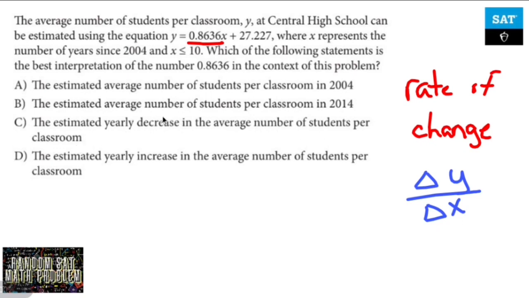Now, that would make sense if this was negative. Decrease means your slope is negative, you're going down. What we have is an increase, since that's a positive number. Every year, we add a little bit less than one kid per classroom, so the answer is D. Be careful of the wording. That's how they get you here. It's the wording that's the trickery.